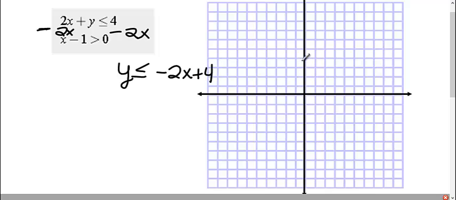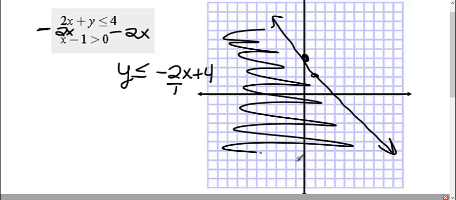So at positive 4 I'm going to put my first dot. My slope is negative 2. You can think of it as negative 2 over 1. So down 2, to the right 1. Connect it with a solid line because it is less than or equal to, and where my y is less than or equal to is below the line.